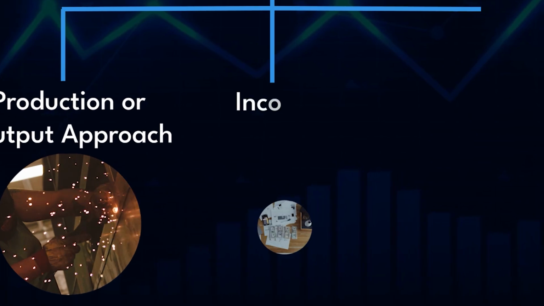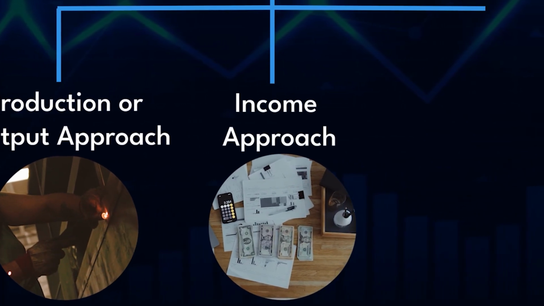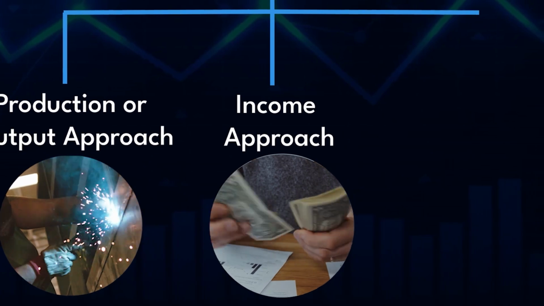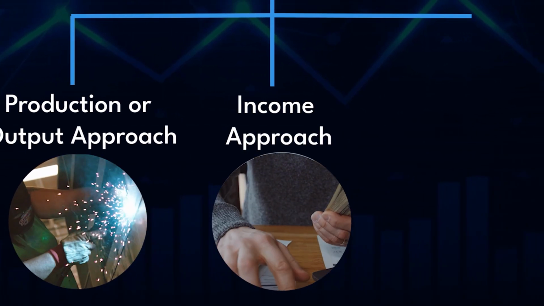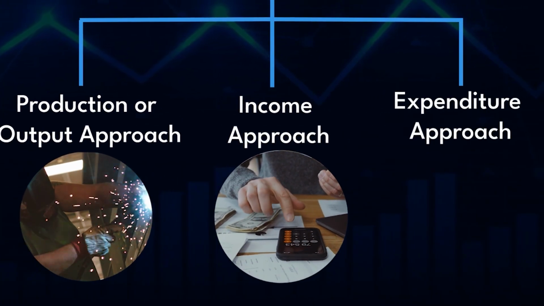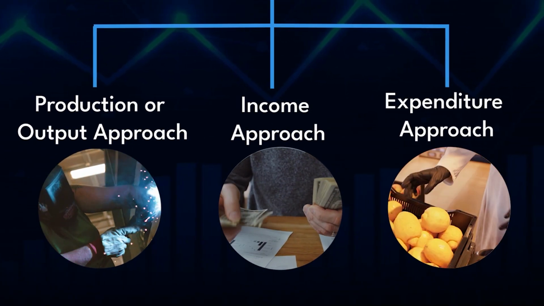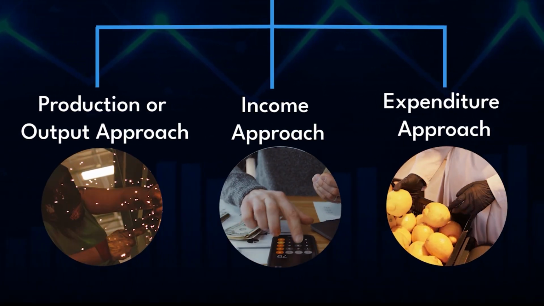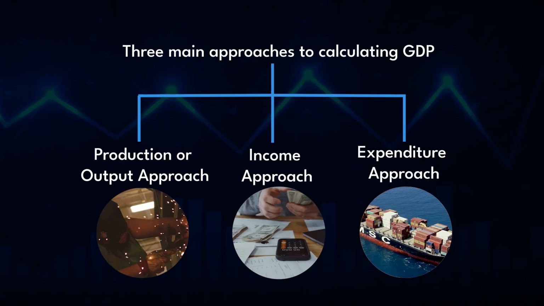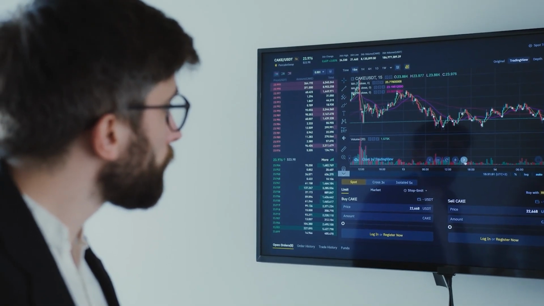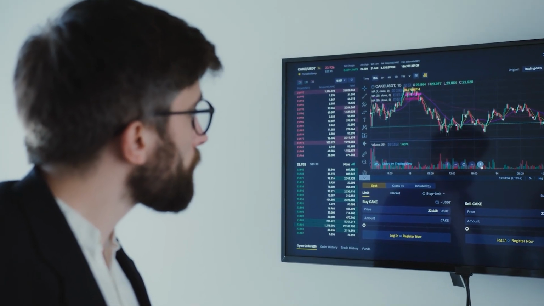Number 2, income approach. This method sums up all incomes earned by individuals and businesses, including wages, profits, and taxes minus subsidies. And number 3, expenditure approach. This totals all spending on final goods and services, including consumption, investment, government spending, and net exports. Exports minus imports. Each method should theoretically result in the same GDP figure, offering different perspectives on economic activity.